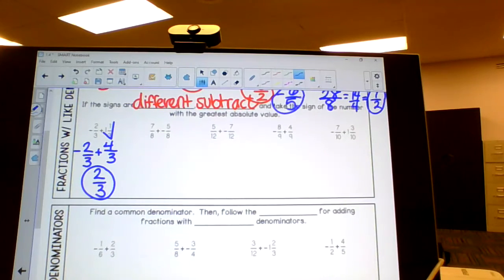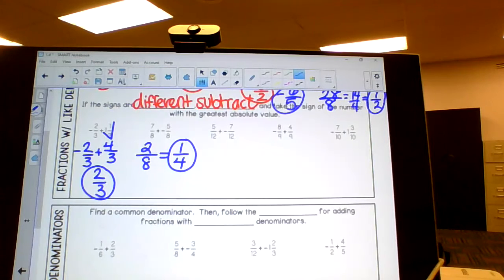Alright, the next one, 7/8 plus negative 5/8. They're already both regular fractions, common denominator, but they're different signs. So different sign, subtract. So look at just the tops. So 7 plus negative 5. So 7 minus 5 is 2. 7's bigger, so it's positive 2/8. Can that reduce? Yeah. To what? 1/4.